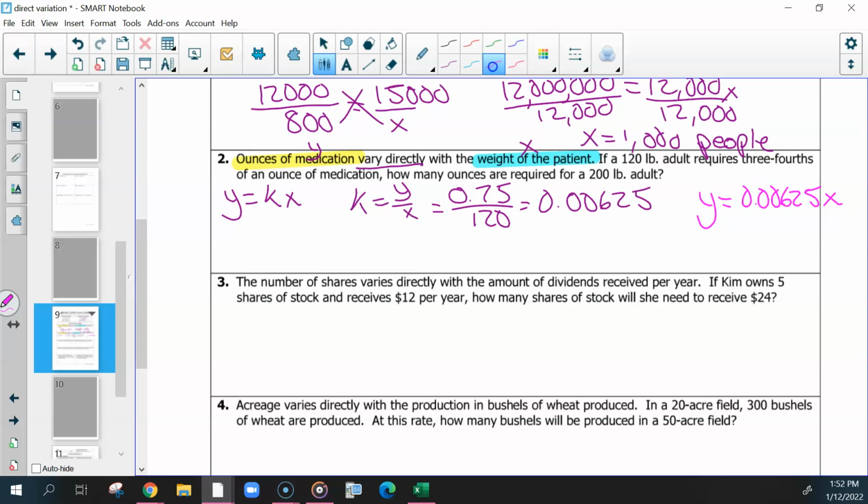And with that last part, we are given the pounds for this patient, 200. That is for X. And we have to find how many ounces this patient would need. So Y equals 0.00625 times 200. Put that in your calculator, tell me what that is. 1.25? And 1.25 what? Ounces.